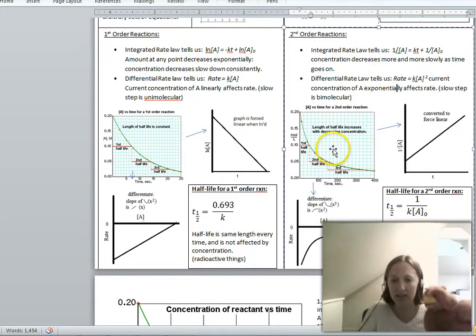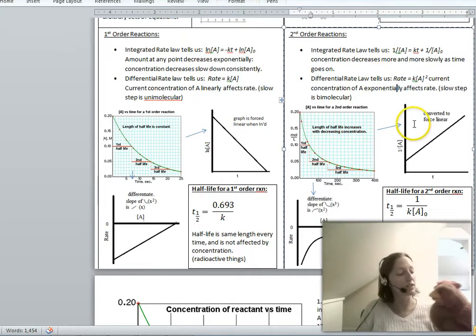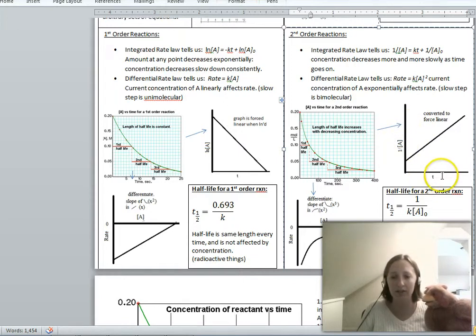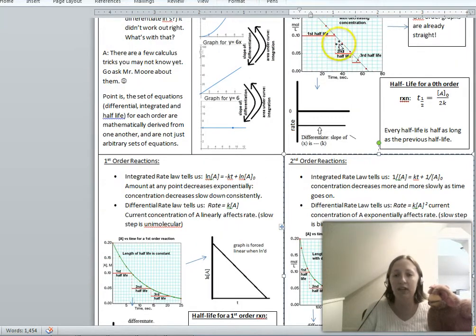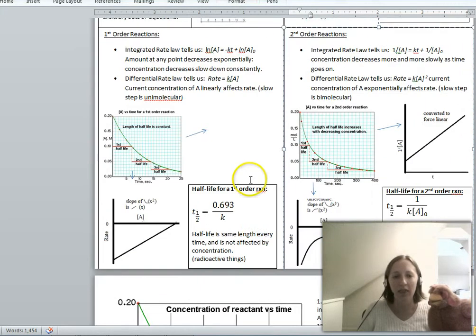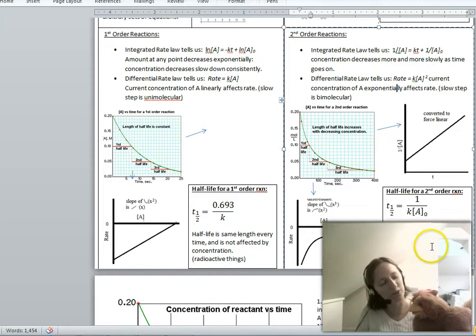Converting it to force it to a linear graph is the inverse versus time, and that will give you a linear graph, so you can pull k off of that graph if you need to. To get your half-life, the half-life is equal to 1 over the rate constant times A at time 0. What's neat about this one is that with a zeroth order, if you remember, the half-lives get shorter. With a first order, the half-lives are the same length. With a second order, the half-lives get longer. Isn't that cool?